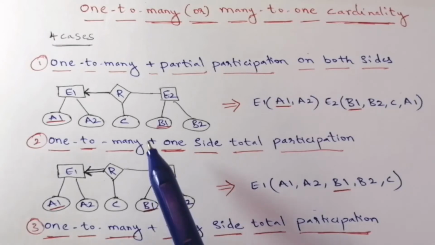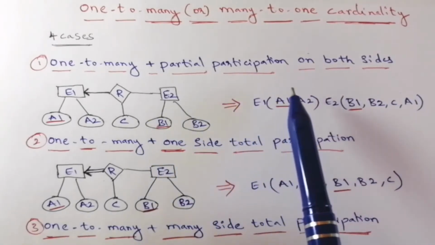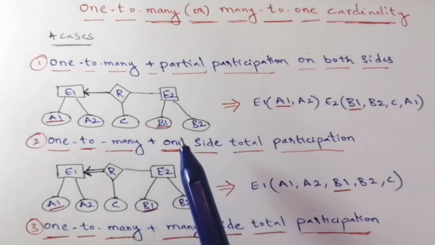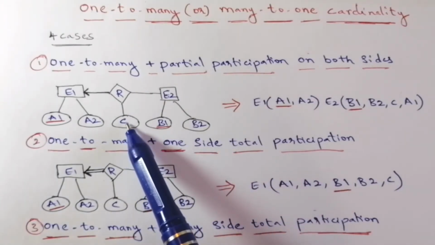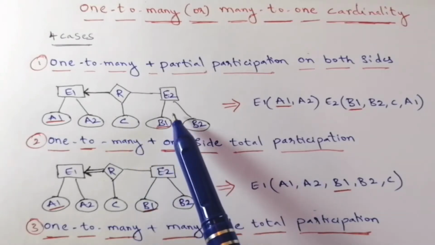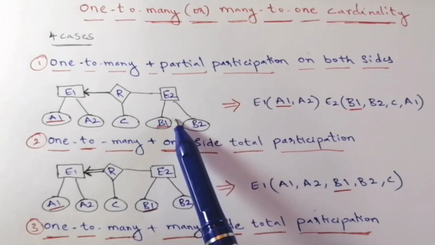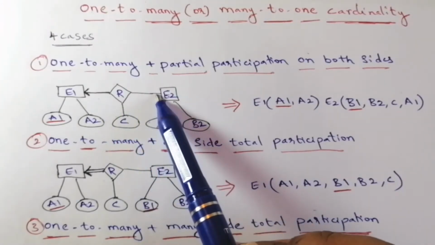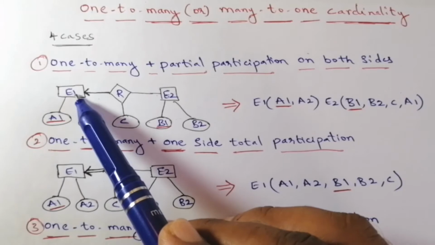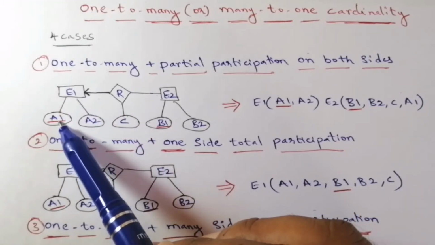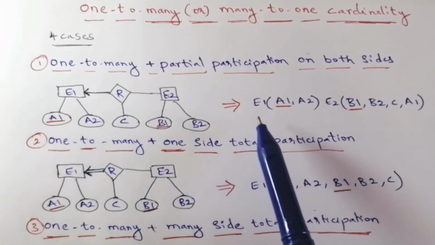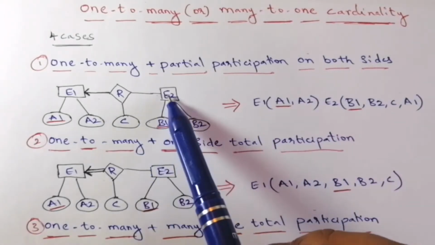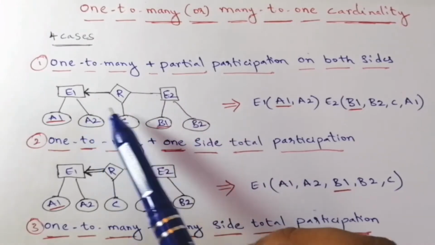When we have one to many with partial participation on both sides, then in that case the many side is going to absorb everything, right? Remember, the many side is going to absorb the other side's relation. So this is the one side and this is the many side. See here, on one side we have the E1 entity set with attributes A1 and A2, so it is as it is. Whereas the E2 entity set has absorbed the complete other relation.